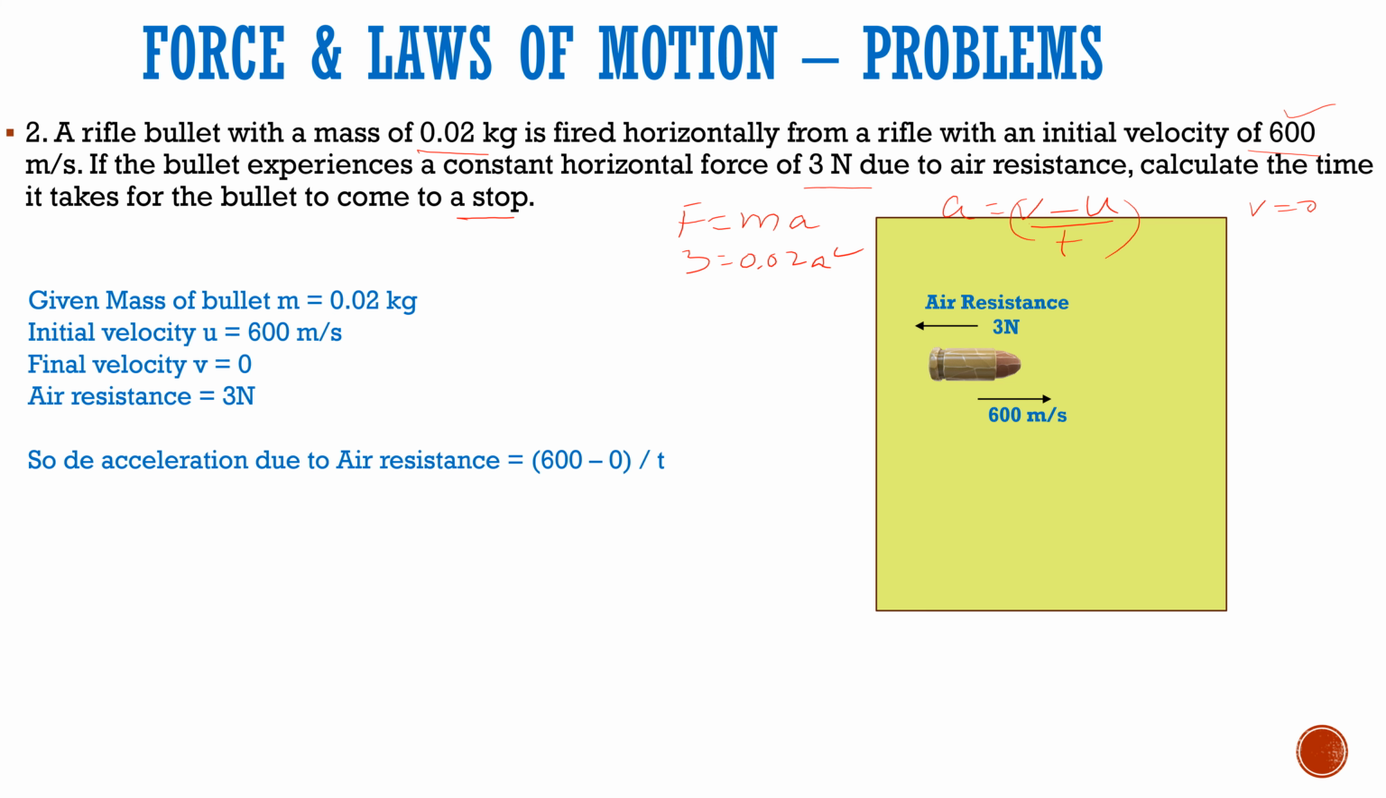So 600 minus 0. Otherwise it will be v minus u, in the sense v is actually 0, 0 minus 600, so the force will be negative. But in this case, assuming that the force is in the positive direction, we are keeping the value as positive, 600 minus 0 by t. So as we know, force is mass into acceleration. So just replacing the values, we get the time required for it to stop. So with this, we'll be able to find the time is equal to 4 seconds.